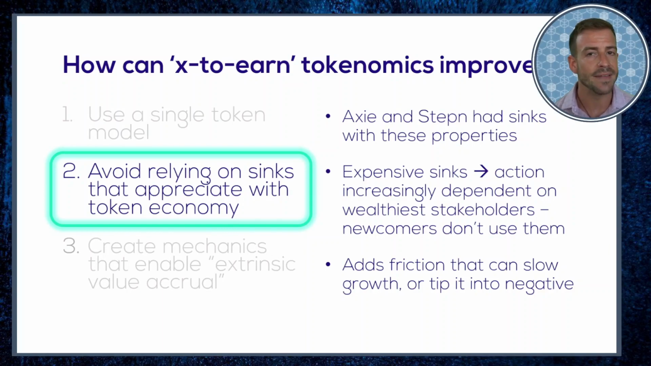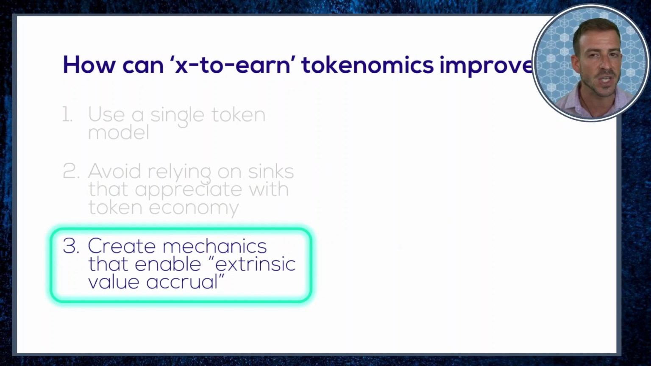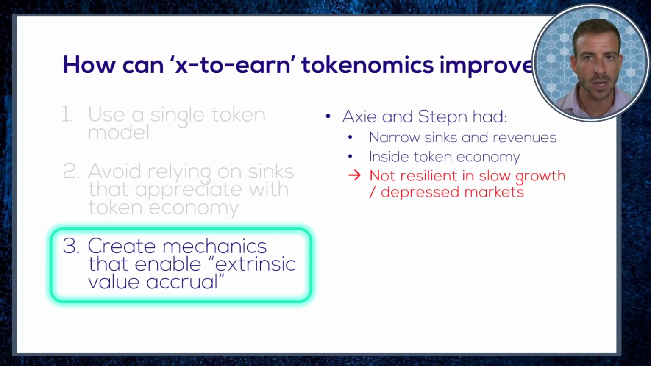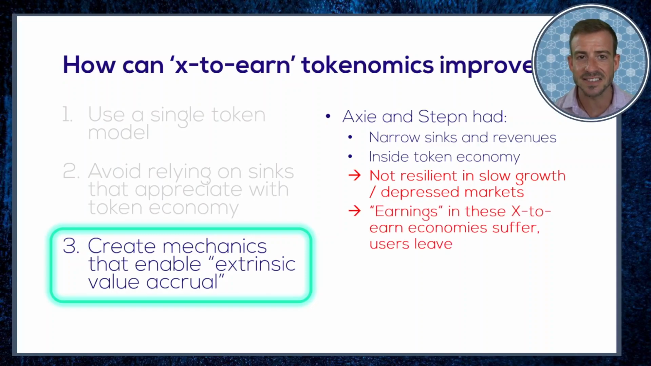Great insights here too. And then we get to the final recommendation, which is the one I've saved for last, because this is the insight that really made something new click for me and motivated me to make this video. The report authors argue that the main reason that sustainability proved elusive for Axie and Stepn is that the revenue and sinks were too narrow and situated inside the economy itself. This narrowness led to a lack of resilience in lower growth and depressed market conditions. This led to people leaving because their main economic incentives vanished, which is what led inflation to spiral out of control at an even faster rate.